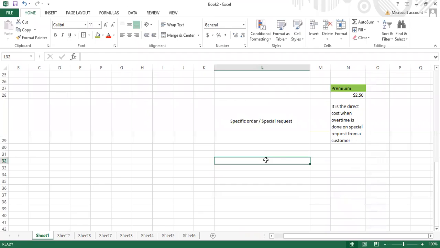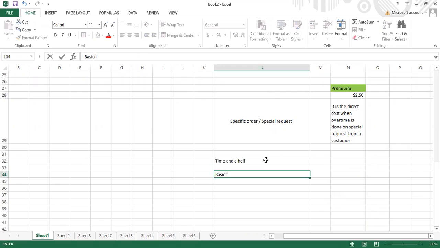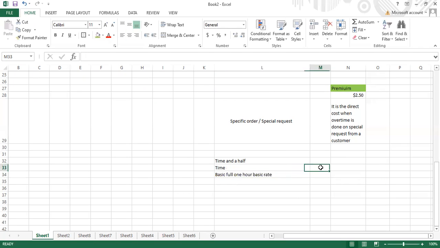There is a confusion about the concept of time and a half. You see, time, as I said, the basic is full time, the full one-hour basic rate. If you say time and a half, the half is this times half. So half is this. Try to understand. So time and a half could be like that.